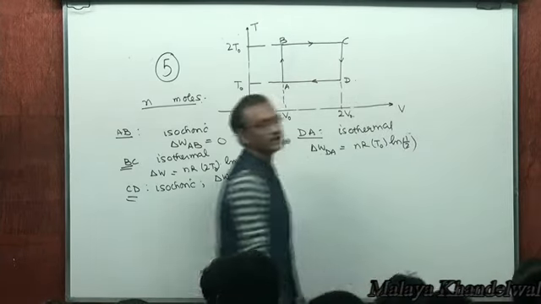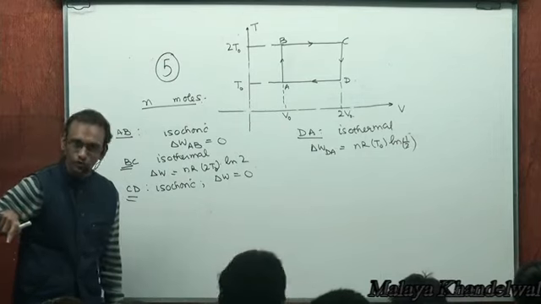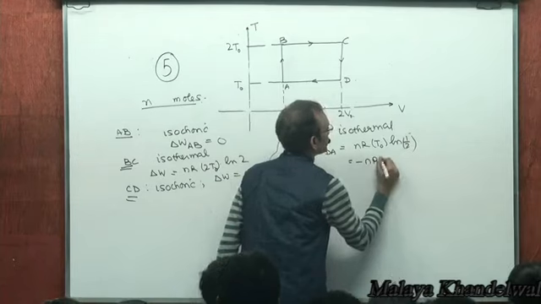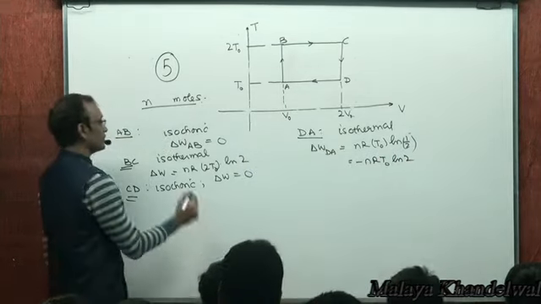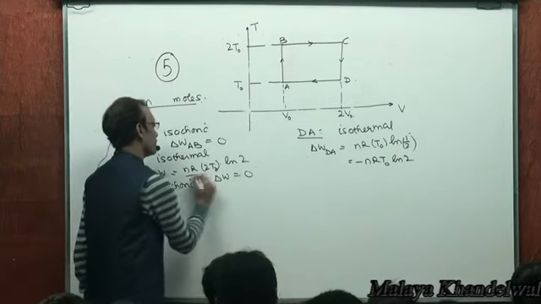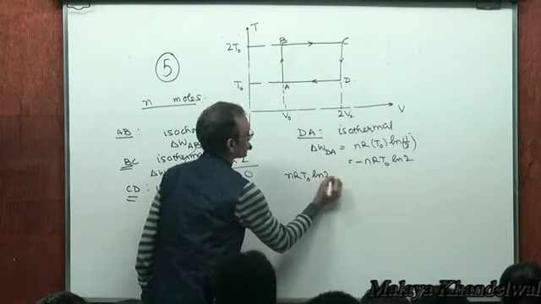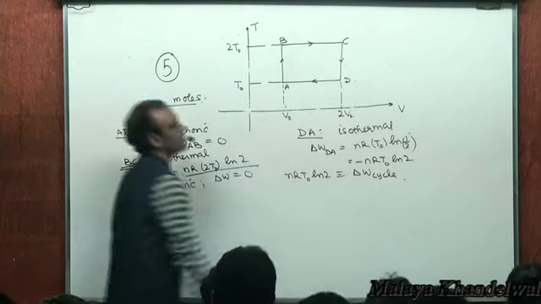This will turn out to be a negative number all by itself. Log of final volume 2V divided by initial volume 2V naught, right? So which is like minus NR T naught log 2. So the total work done would be NR T naught log 2 for the cycle. Isn't it? If you add all of them, this is what it turns out to be. Yes, sir.